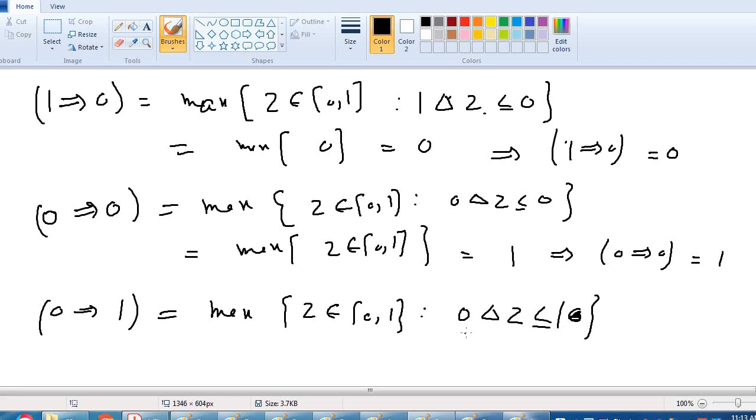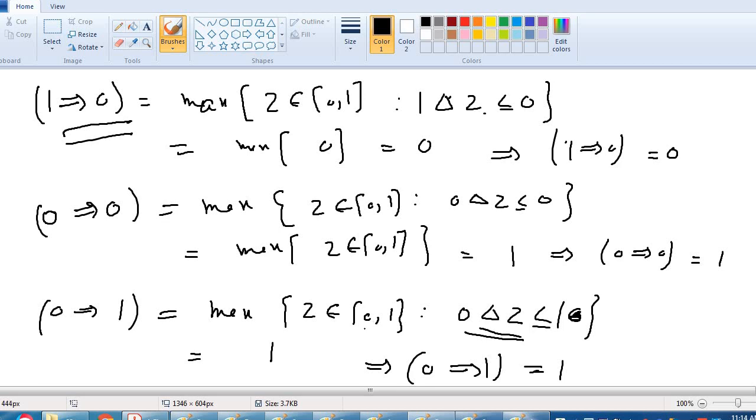Here we again see that if we take any number z, if we take 1 in place of z, we will get that 0 delta 1 is again 0, which is less than 1. So z can be any number between 0 and 1. So the maximum z in [0, 1] is again 1. So this shows that 0 R implication 1 is again equal to 1. So all these conditions are satisfied: only 1 R implication 0 is 0, otherwise all are 1.